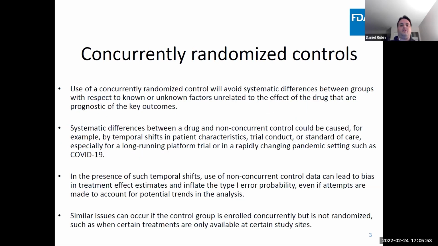The main advantage of a concurrently randomized control is that it provides the strongest guarantee against confounding. And such confounding could be caused, for instance, as we've heard, by temporal shifts in patient characteristics, trial conduct, background standards of care, and so forth, especially for a long-running platform trial in a rapidly changing setting, such as COVID-19. And in the presence of such temporal shifts, non-concurrent control data could potentially lead to bias or inflation of error probabilities, even if attempts are made to account for potential trends in the analysis.